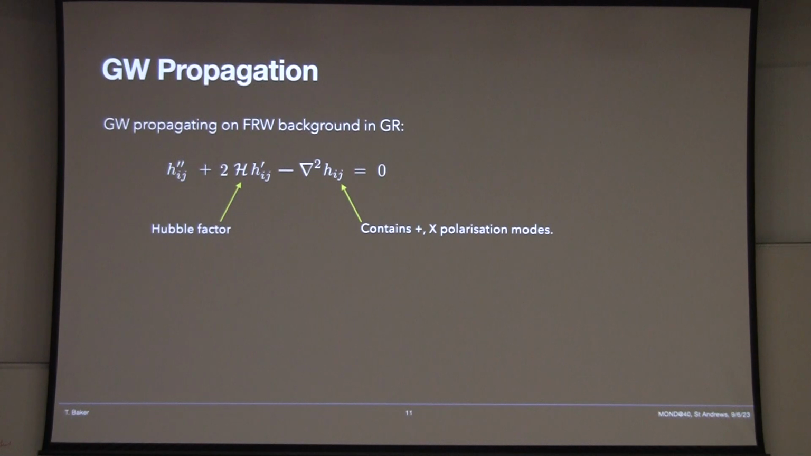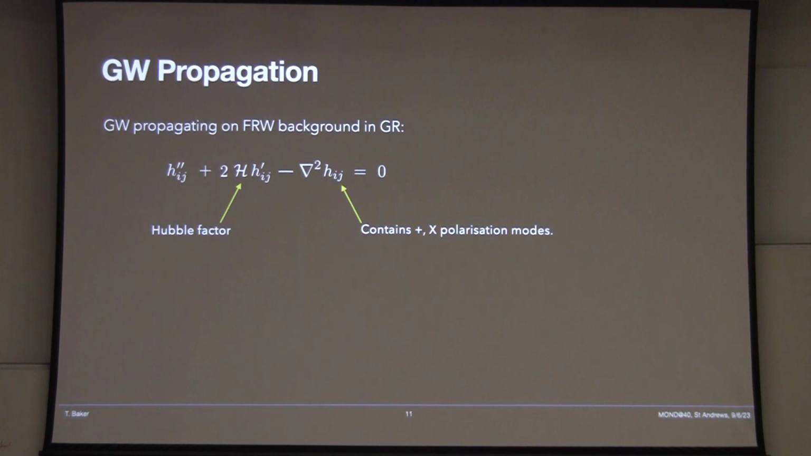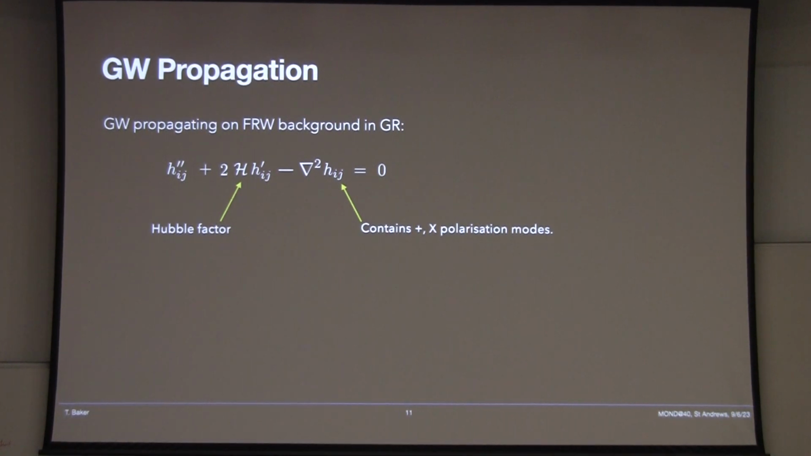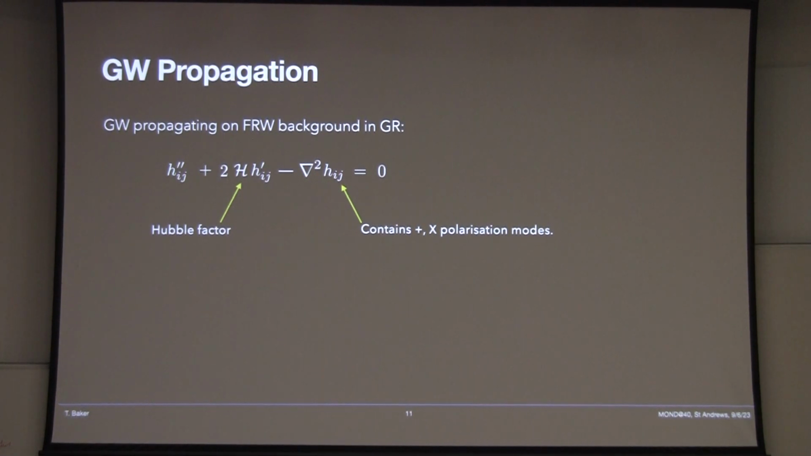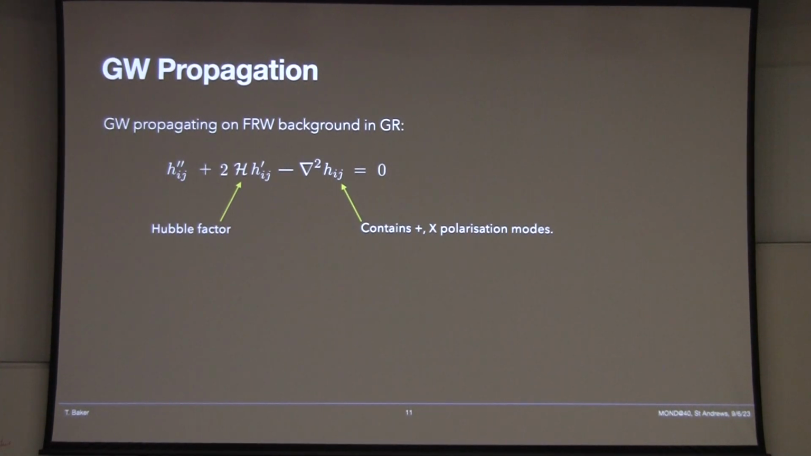And the friction term depends on the Hubble factor. So the fact that our gravitational waves are traveling through an expanding universe has an effect on this friction that they experience. And really, what friction is going to do is it damps the amplitude of the gravitational waves as they travel. Okay. That's the situation in GR.